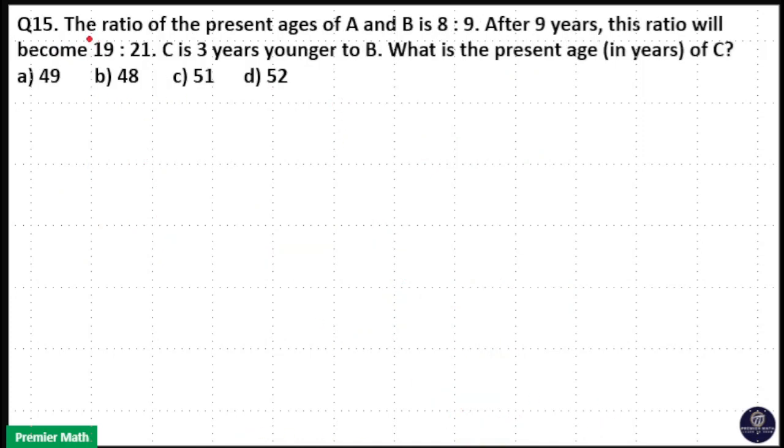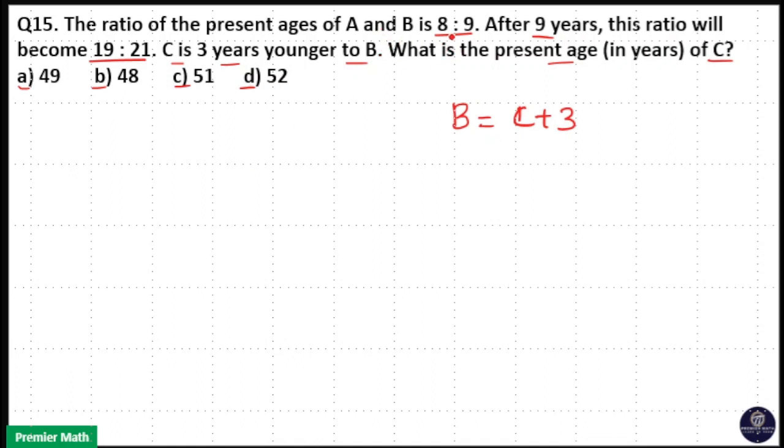Next is question number 15. The ratio of present ages of A and B is 8:9. After 9 years, this ratio will become 19:21. C is 3 years younger to B. What is the present age of C? So the question is asking us to find the present age of C. All options are present ages of C. And C is 3 years younger to B. That means B is 3 years greater than C.